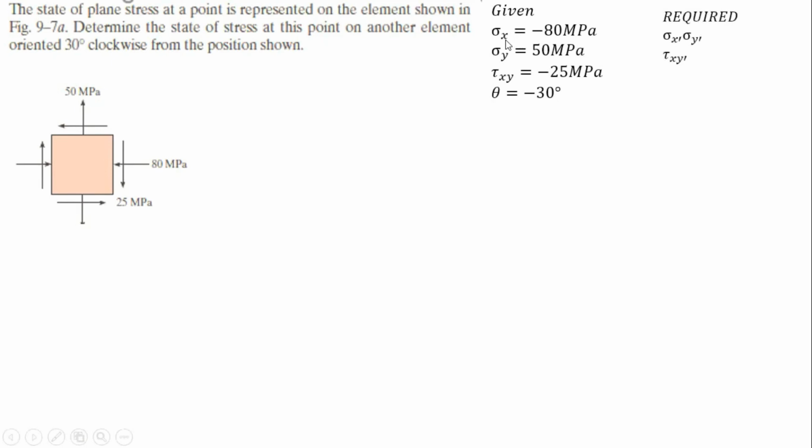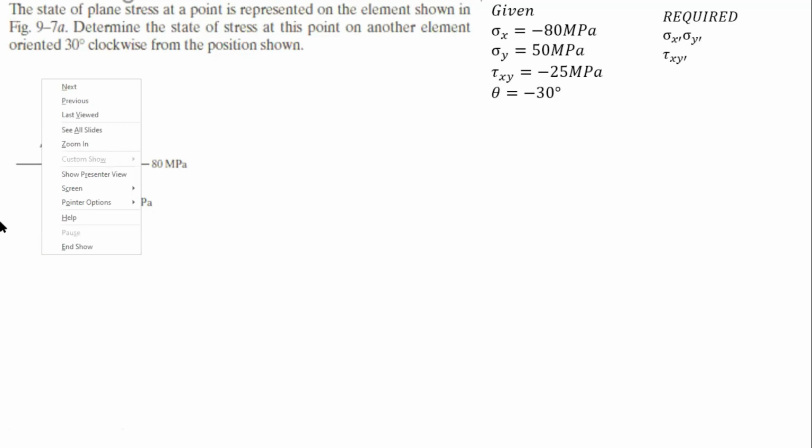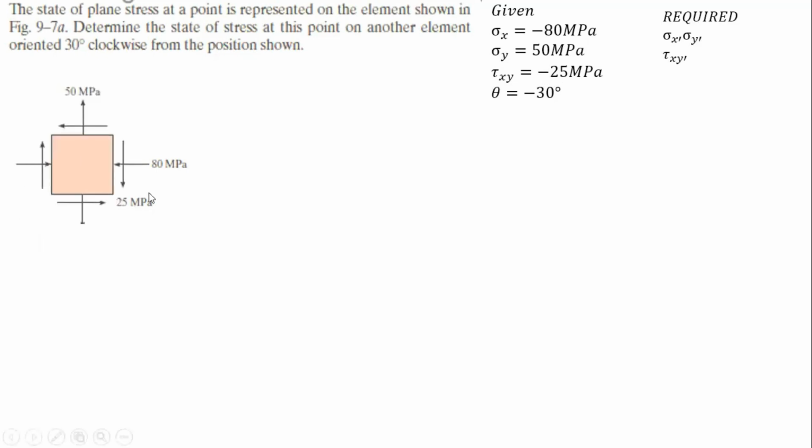So given tayo ng sigma x na negative 80 megapascal. Again, kaya negative kasi ito ay compression. Sigma y is equal to 50 megapascal. So kaya naman positive kasi ito ay tensile. Ang tau xy natin is negative 25. So, bakit negative 25? Kasi nga, di ba ito, ang tendency natin is niro-rotate natin ito in clockwise direction. Whereas, sa stress element is clockwise negative tayo.